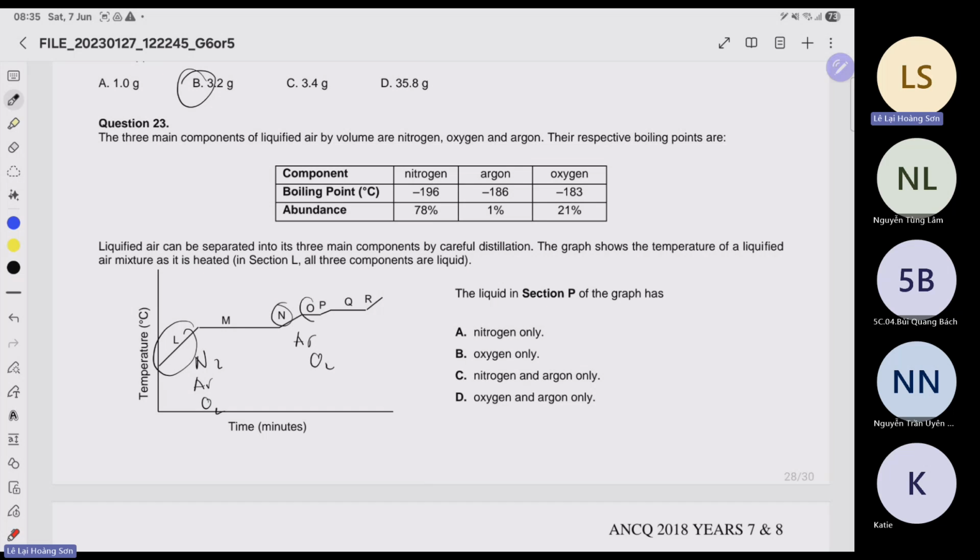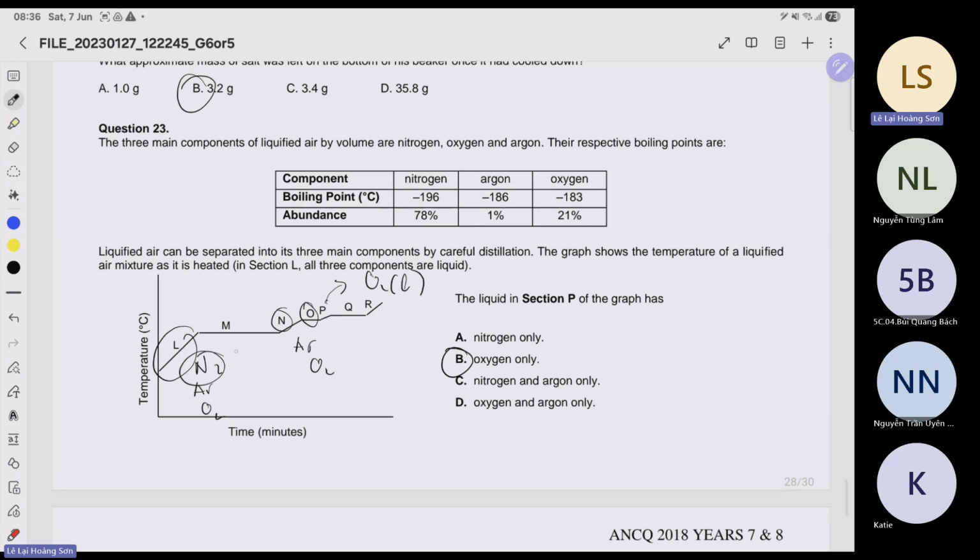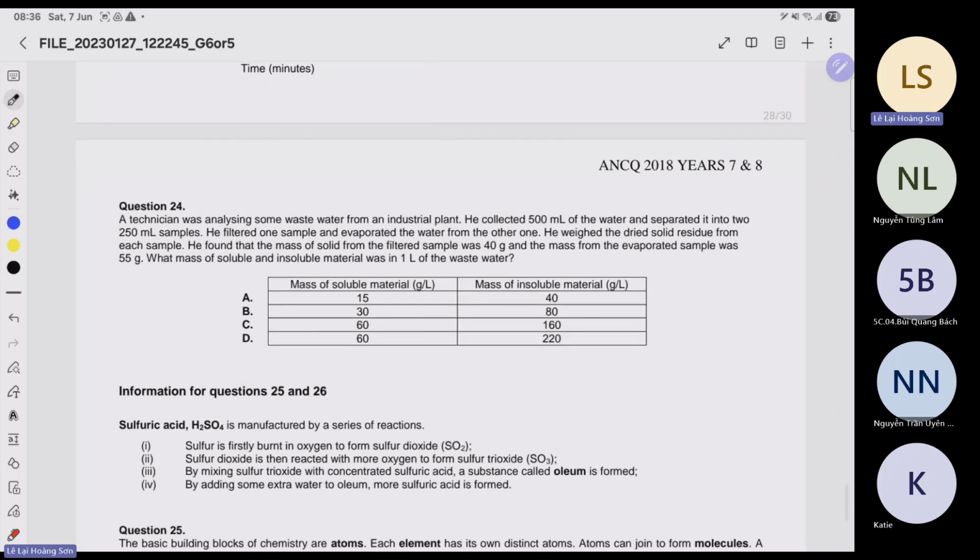So moving on, we come to this. We keep increasing the temperature, so you're going to come to the boiling point of argon. So at P, all right, at P, you only have liquid oxygen, right? You don't have liquid oxygen. So it's going to be B. 23 is B. All right. Because when you increase the temperature, nitrogen will convert, we can convert it from a liquid into a gas. And you keep doing so, and you eliminate nitrogen first, and then argon, and then in the end, you just have oxygen. Question number 24.